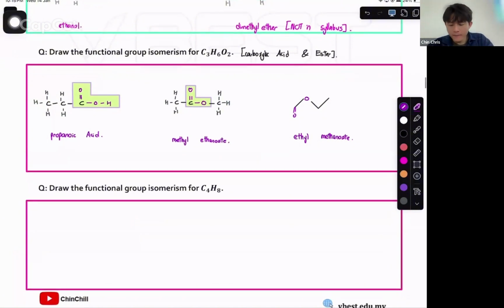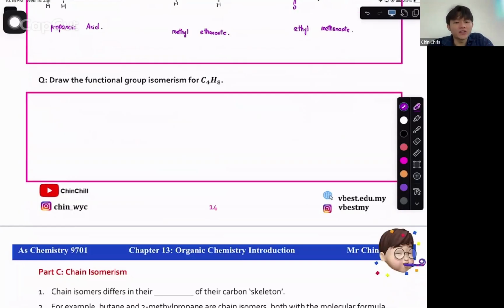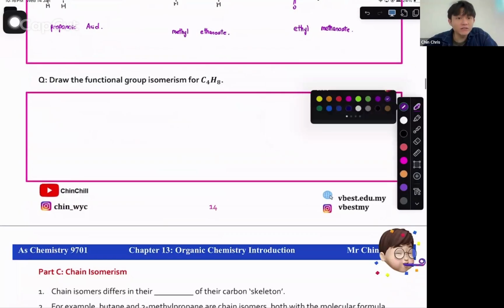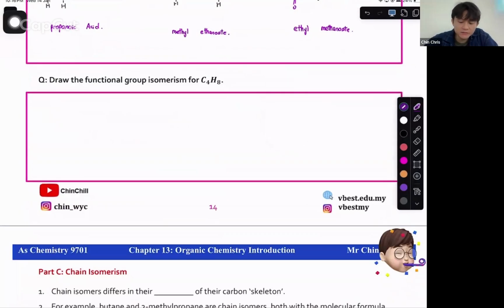Alright guys, next. Let's look at functional group isomerism for C4H8. C4H8 is basically an alkene and a cycloalkane. It's not cyclohexane, cycloalkane. C4H8 could be built as a 1-ene or a 2-ene, it doesn't matter. So this is a but-1-ene.